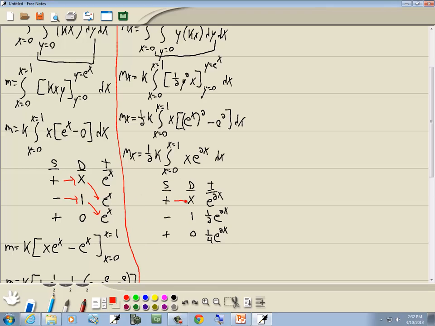And again, this is our flow, so it goes over like that, down to there, and then over to here, and then down to there. So we have our 1/2 k here, and then we're going to have x times 1/2 e to the 2x. So we got 1/2 x e to the 2x, and we've got a minus 1/4 e to the 2x. The 1 doesn't actually do anything there. From x equals 0 to x equals 1.